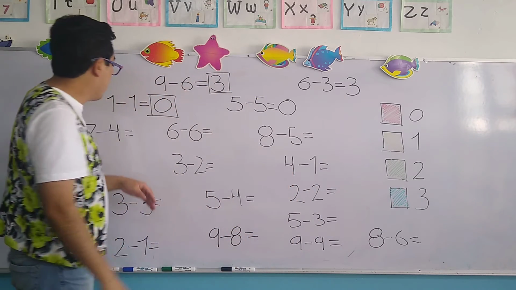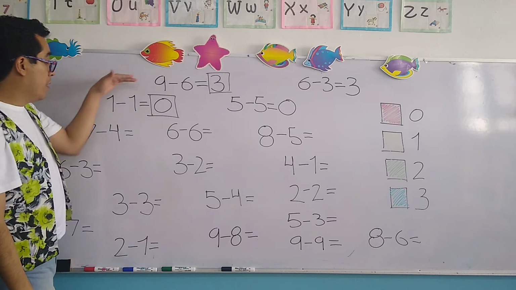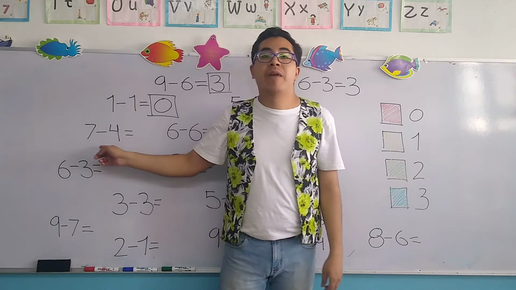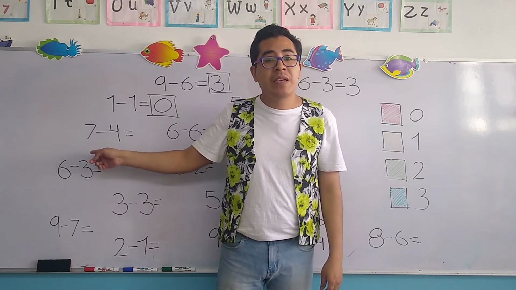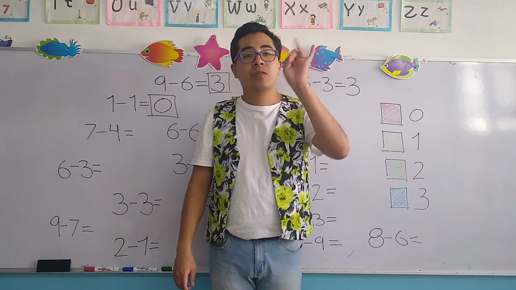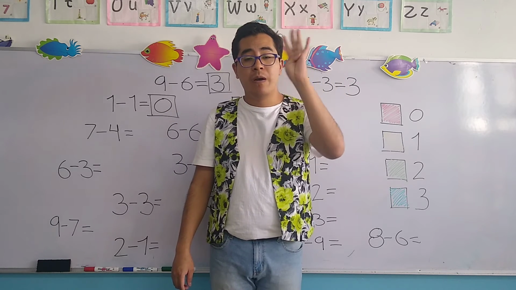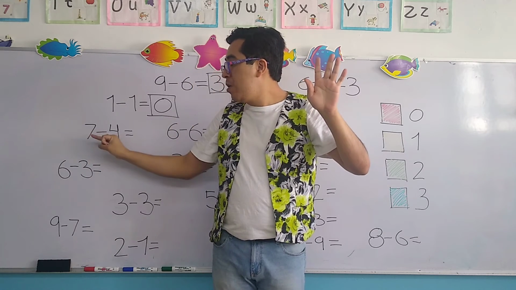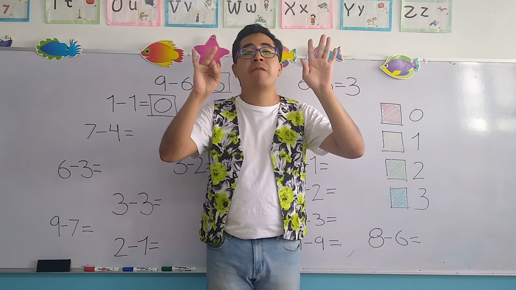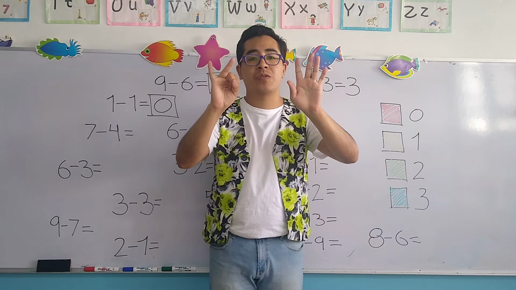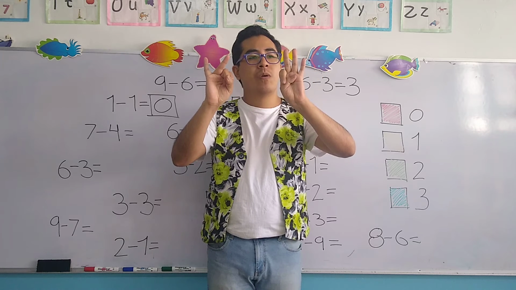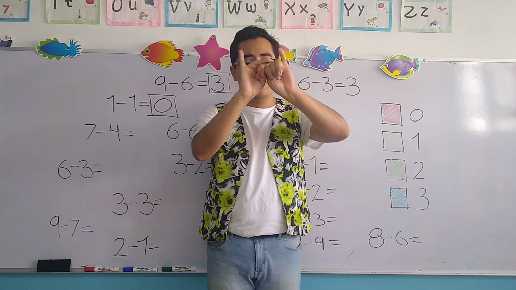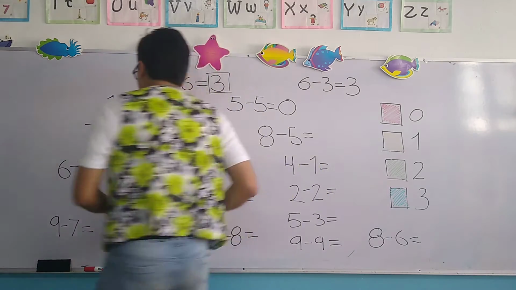Let's continue with the second row. Vamos con las, third row. Vamos con la tercera fila. We have 7 minus 4. Once again, we have to add 7 fingers. 1, 2, 3, 4, 5, 6, and 7. Now 7 minus 4. That means we have to remove 4 fingers. Tenemos que quitar 4 deditos. 1, 2, 3, and 4. What's the result? 1, 2, 3. That's the result. Very, very easy.